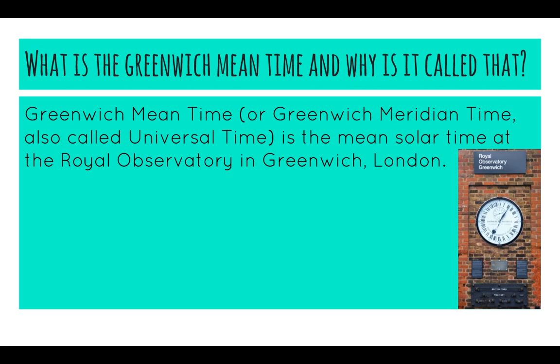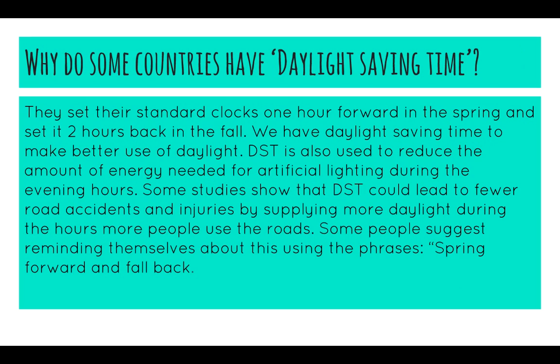What is Greenwich Mean Time and why is it called that? Greenwich Mean Time or Greenwich Meridian Time, also called Universal Time, is the mean solar time at the Royal Observatory of Greenwich, London.